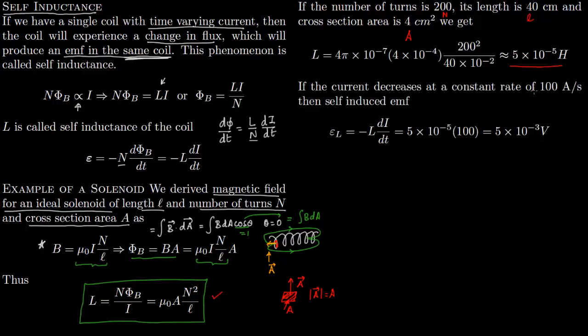Now, if the current decreases at a constant rate of 100 amperes per second, then the self-induced EMF, E L, is given as minus L di by dt. So you see there is no negative sign here because the current is decreasing at a constant rate. We would have put a minus 100 here, and then you had minus 5 here. So the minus minus sign cancels out. This becomes 5 into 10 to the power of minus 3 volts, which is the answer for the EMF induced by the self-inductance of the coil.